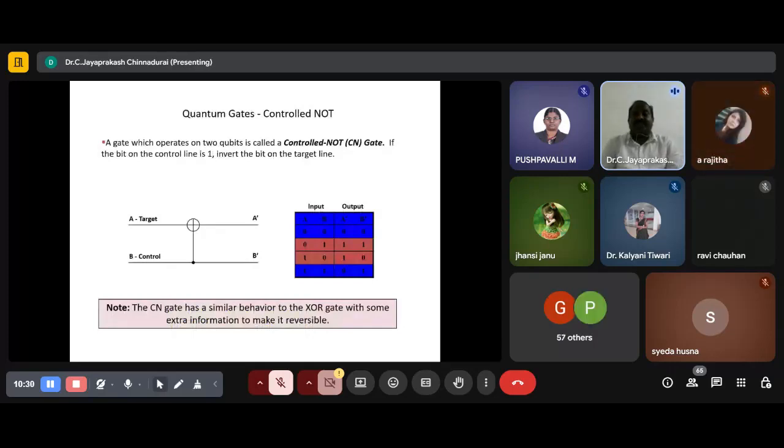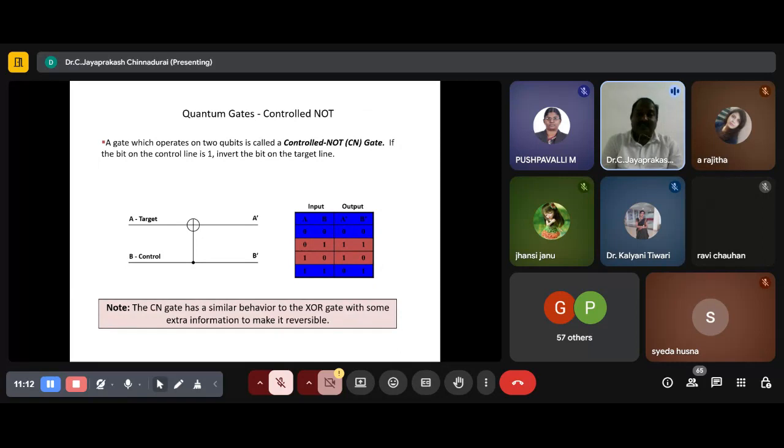And another one, if you go for these quantum gates, is called the controlled NOT. So what is that? Controlled NOT, you can call it the CN gate. A gate which operates on 2 qubits is called a controlled NOT, CN gate. Here we have two inputs. See this one, this bit is the control line. The bit on the control line is 1. It inverts the bit on the target line. Previously, I talked about flipping the signal, flipping the input. That is the thing here. The bit on the control line is 1, it will invert the bit on the target line.